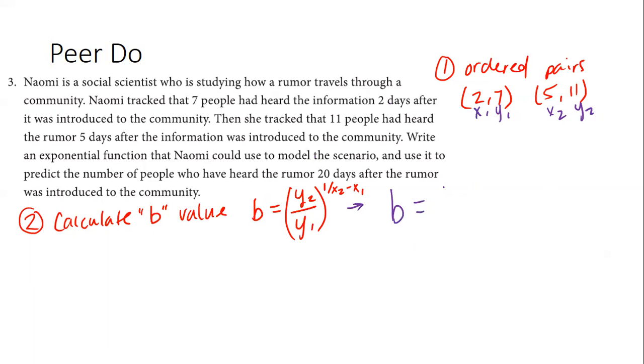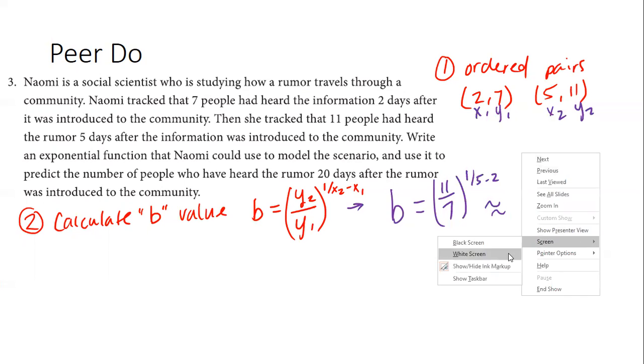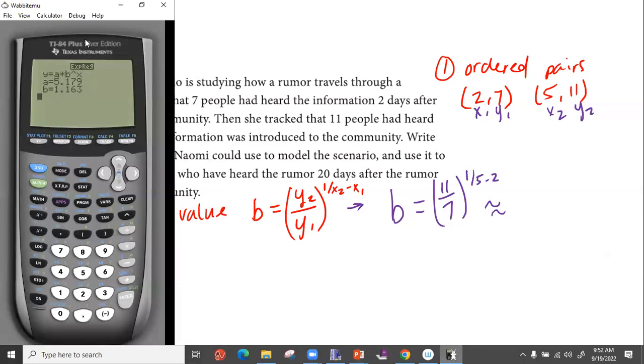So B equals 11 divided by 7, Y2 over Y1, to the 1 divided by 5 minus 2. And that's what you would plug into a standard calculator. You would do the math for that. So let me just go to my calculator. So in the calculator, I would put in 11 divided by 7. And what's 5 minus 2? 3. I was really hoping for a whole clap crowd thing there, guys. And when I hit enter, what do I get? Answer. Did I get the same answer we got when we did it with the calculator? Yeah. I did.